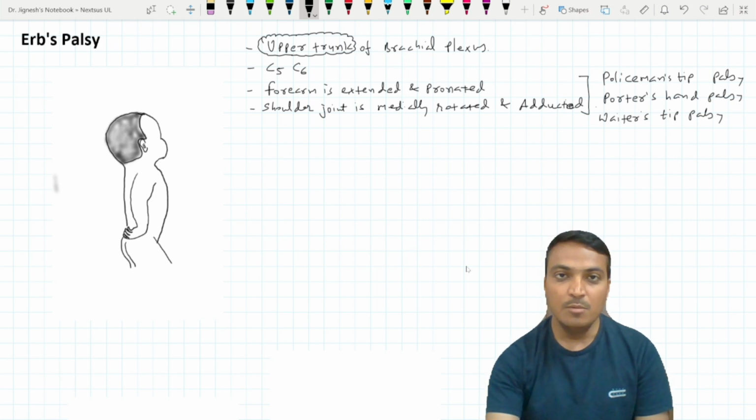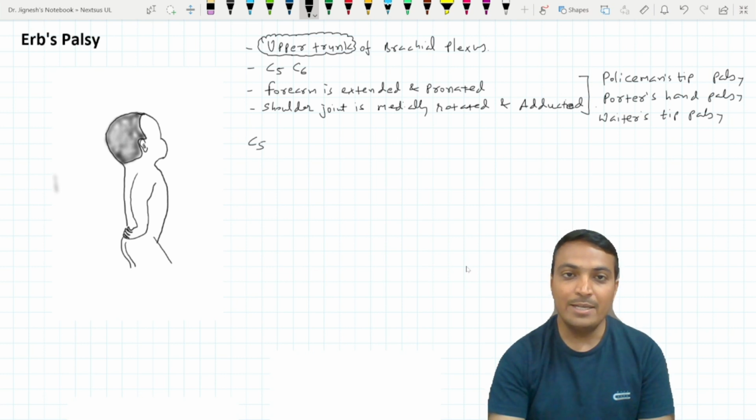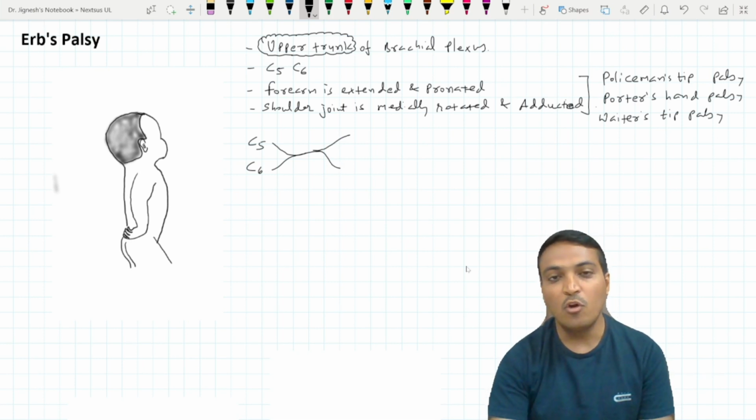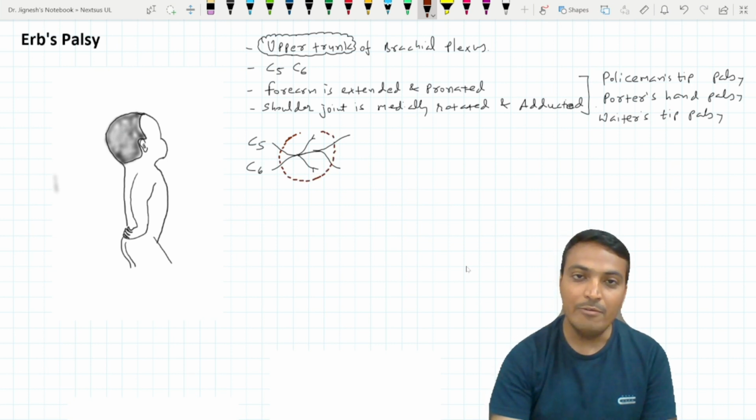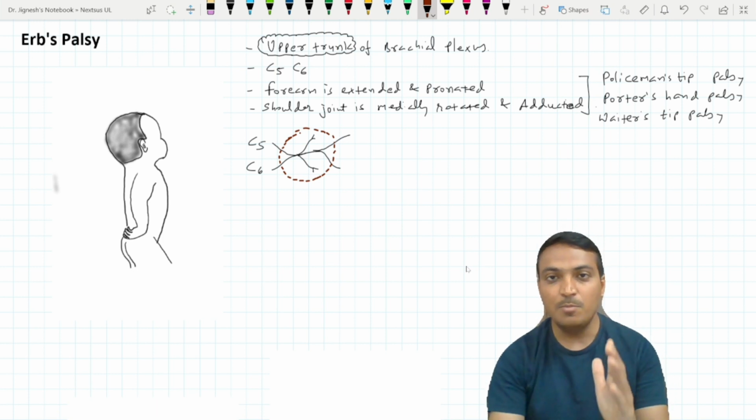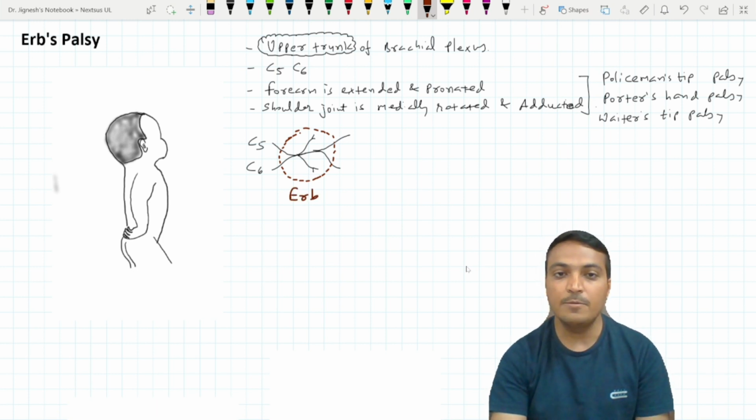Here, let's see the Erb's point which we have already discussed in our brachial plexus lecture. So the C5 and C6 roots both are going to fuse and form the upper trunk, and this upper trunk will divide into one anterior division and one posterior division. And before dividing into the anterior and the posterior division, the upper trunk gives two branches. One is the suprascapular branch and one is the nerve to the subclavius. So these six branches are affected during the Erb's palsy, when the injury to this upper trunk at this particular point, which is called the Erb's point.